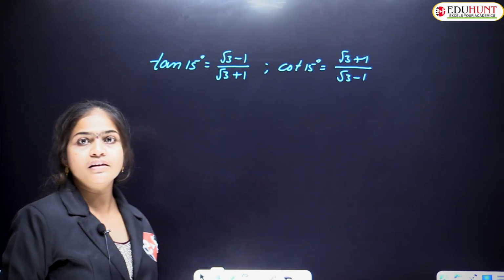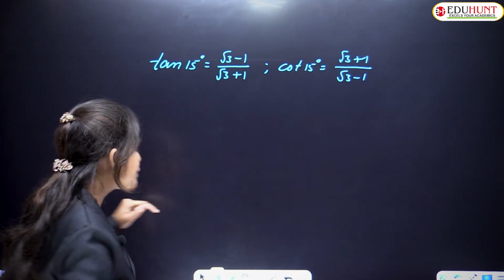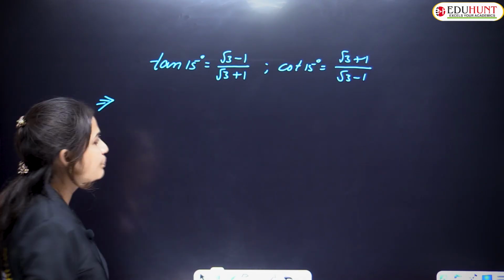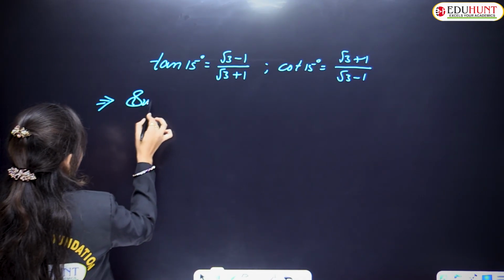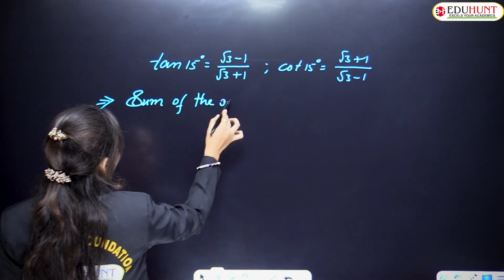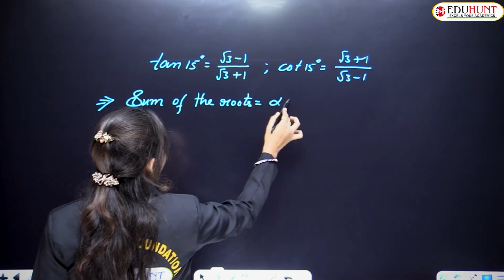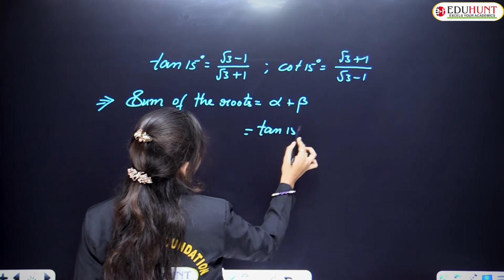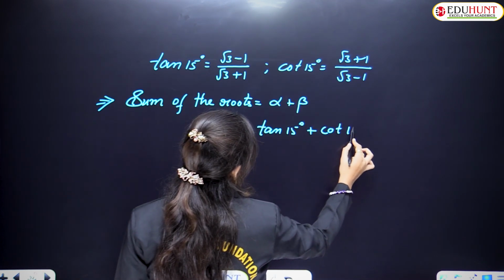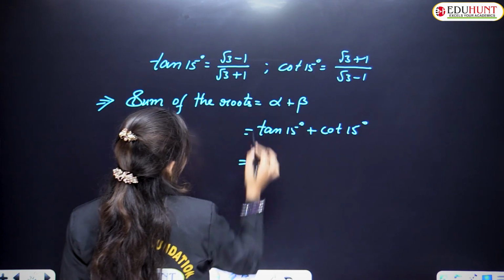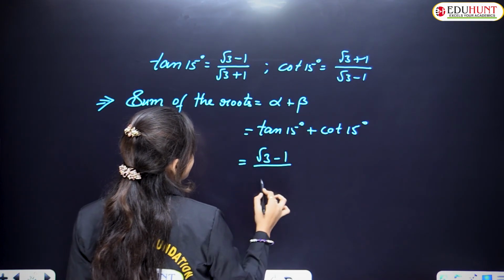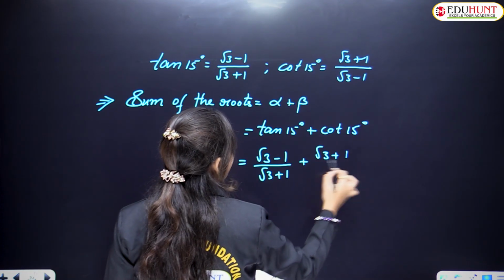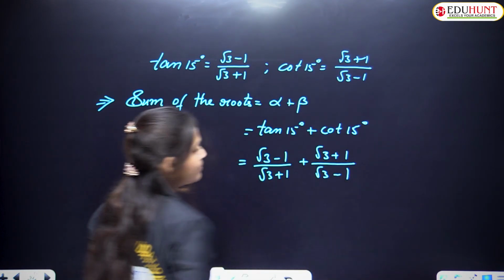Actually these two are the roots of the quadratic equation. So here also we have to find the sum of the roots and the product of the roots, no? So sum of the roots means alpha plus beta, which means tan 15 degrees plus cot 15 degrees. So tan 15 is equal to root 3 minus 1 by root 3 plus 1, plus root 3 plus 1 by root 3 minus 1.